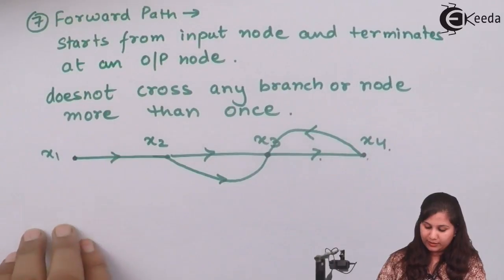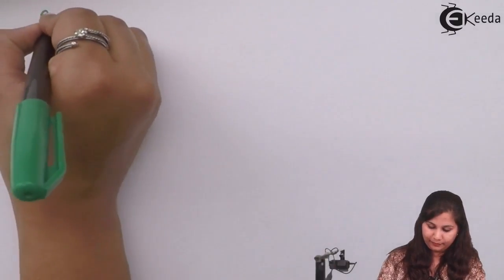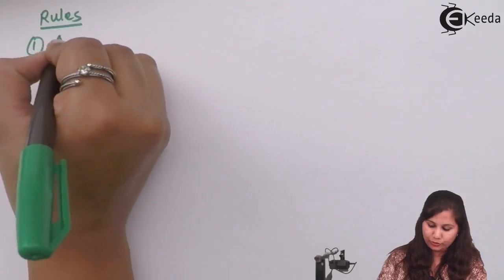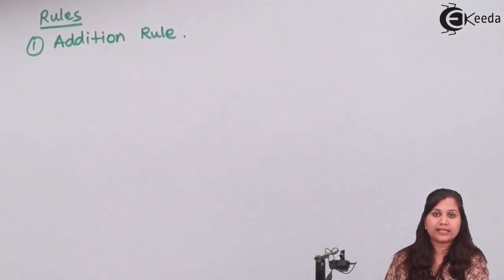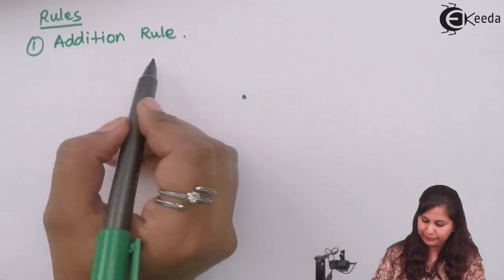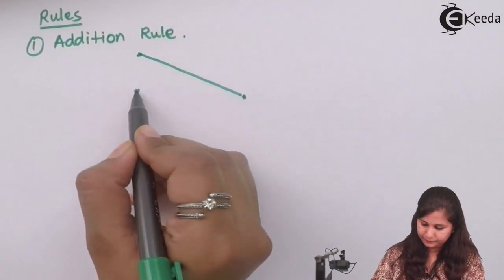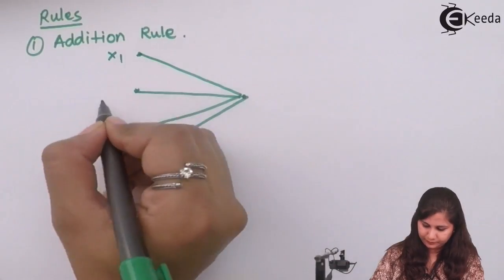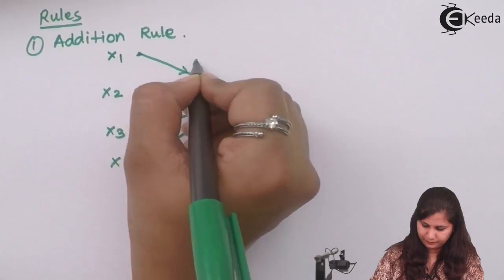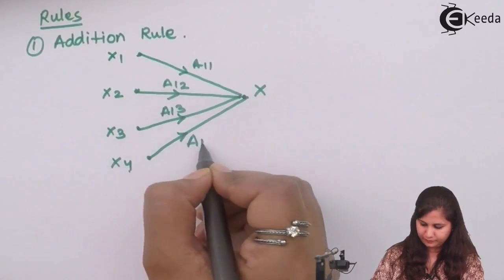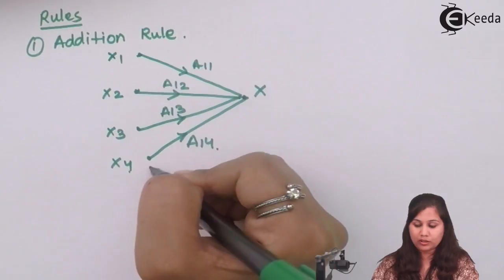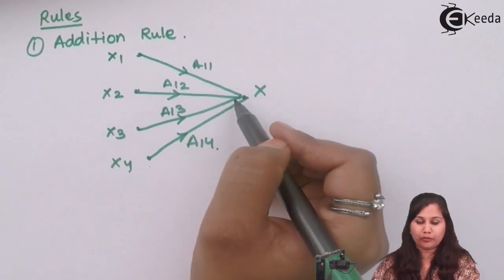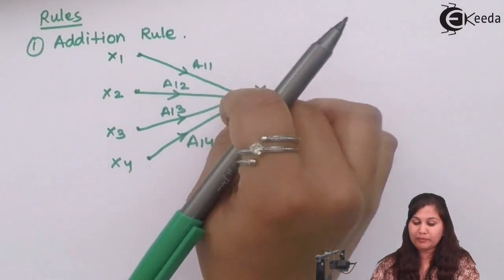Now next we will study some of the rules which are related to the signal flow graph. First rule is the addition rule. The addition rule says that if we have, suppose, an example here. Now these are the four branches from these four nodes x1, x2, x3 and x4. These are the input nodes and this is the output node. All the branches are coming towards it, so it will be a summing point.